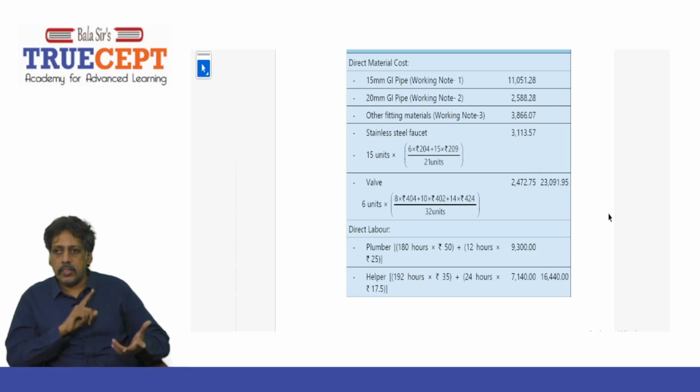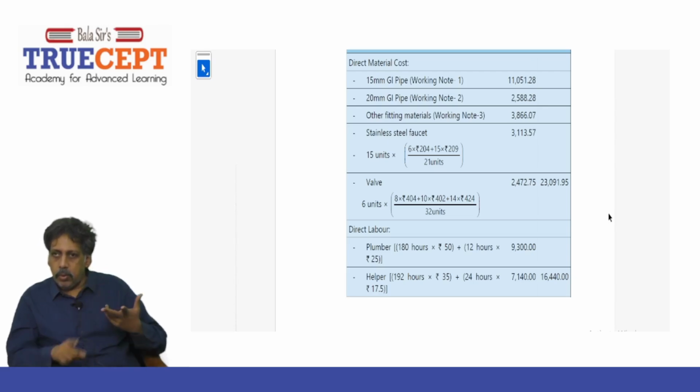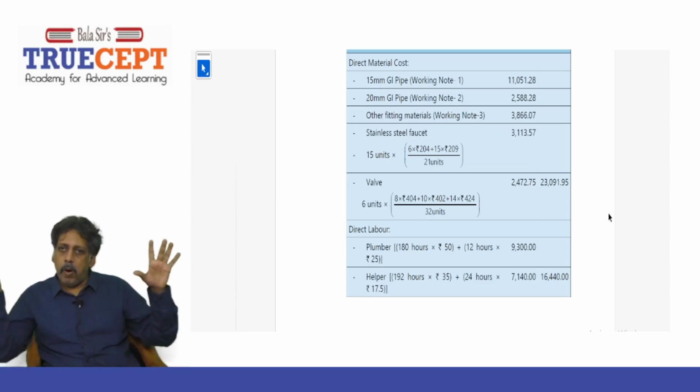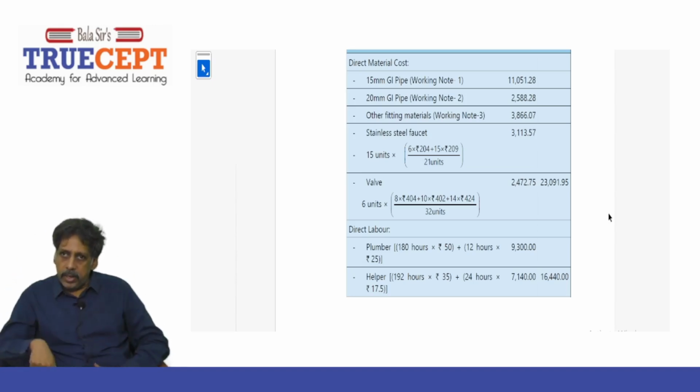Is that fine? Yes, sir. Next is the valve. Again, there is an opening balance. 6 units issued multiplied by opening balance 8 units at 404 plus we bought 2 lots, 10 units at 402 and 14 units at 424. All these happened before the issue was made on 28th August. So add up the opening balance and the 2 purchases made. The total is 32 units. You get the average cost per unit, and that into 6 units. How much? 2,472.75. That's it.